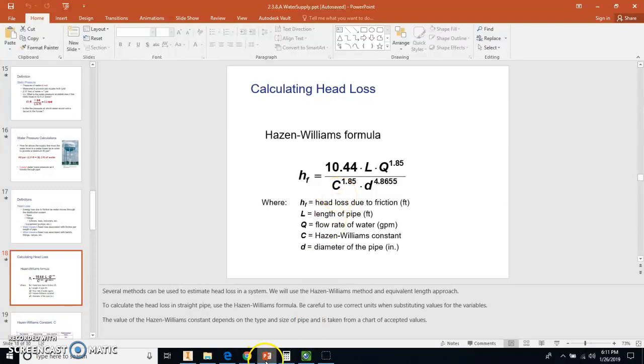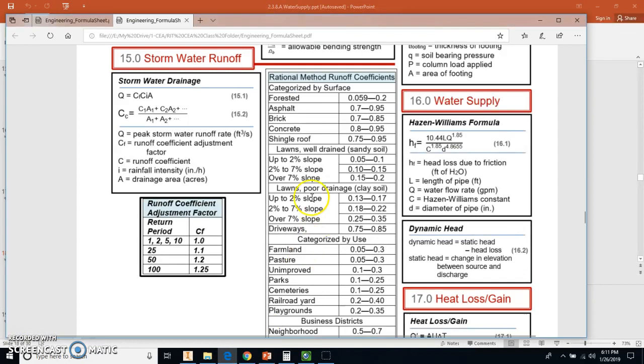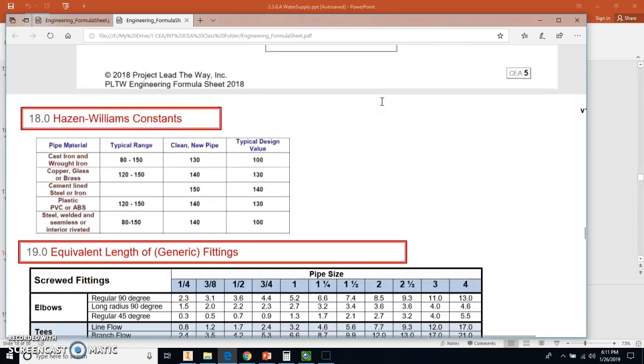Now that constant is on our formula sheet. It's on this page right here, Hazen-Williams constants. And this number is going to come from this column right here at the end, the typical design value. The pipes can have a range, like cast iron and wrought iron pipe here can have a range between 80 and 150 for the constant. Clean new pipe is going to be 130. So what they do is they just decide on a typical design value. In this instance, for cast iron and wrought iron, it's going to be 100.